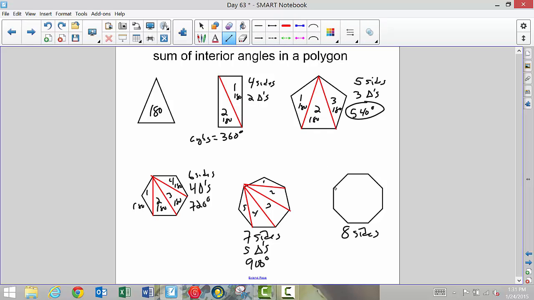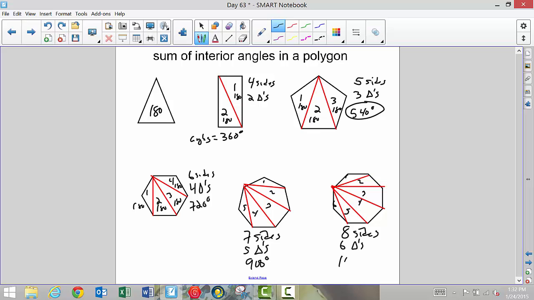Now here is my octagon, so here's 8 sides. How many triangles can I construct by connecting non-consecutive vertices? Well, you should know by now that it should be 6 triangles. And let's see. 1, 2, 3, 4, 5, 6. Indeed, I have 6 triangles. So 6 times 180, because each triangle has 180 degrees, I get 1080.